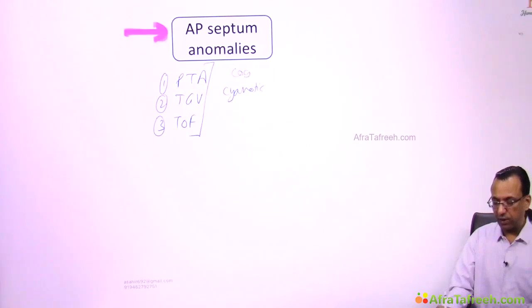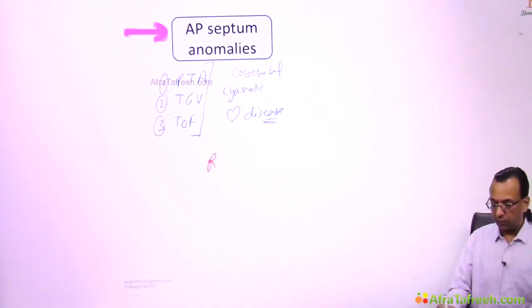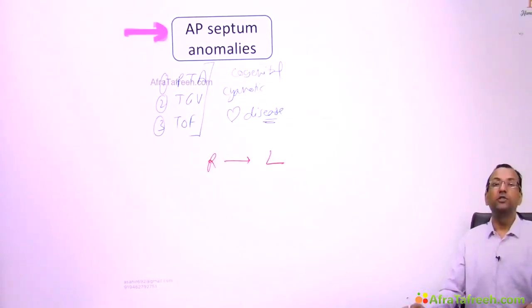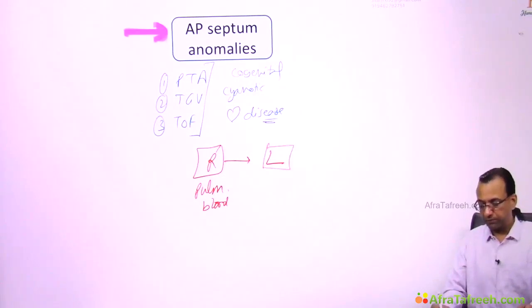Congenital cyanotic heart disease. Why are they congenital cyanotic heart diseases? Because they are present since birth. Yeah, but why are they cyanotic? Because there is right to left shunt. And what is right to left shunt? Right to left shunt means the pulmonary blood which was supposed to be oxygenated is directly going into systemic blood.